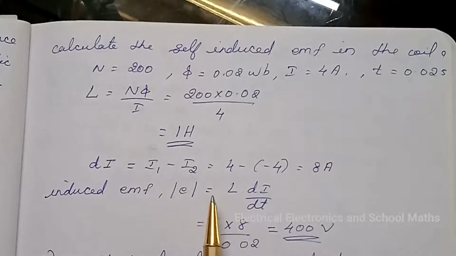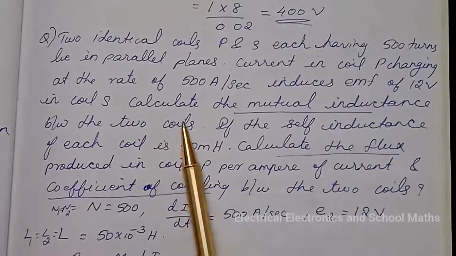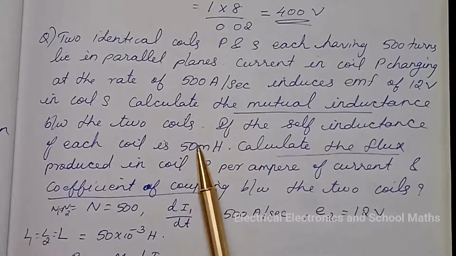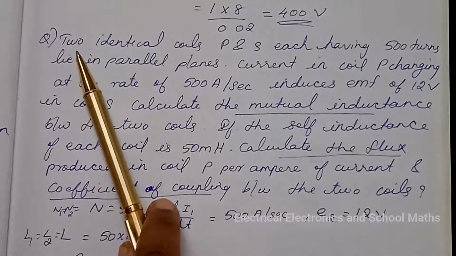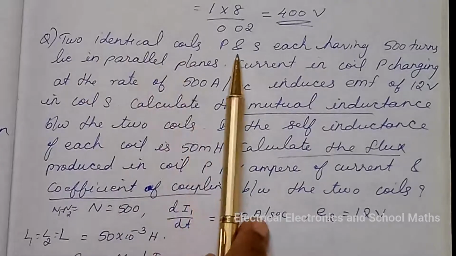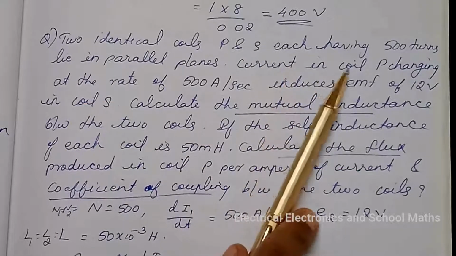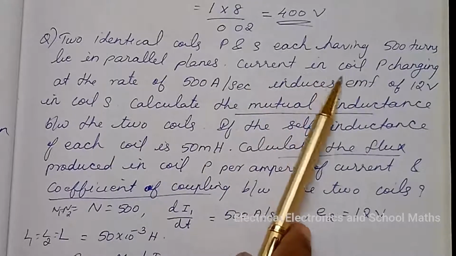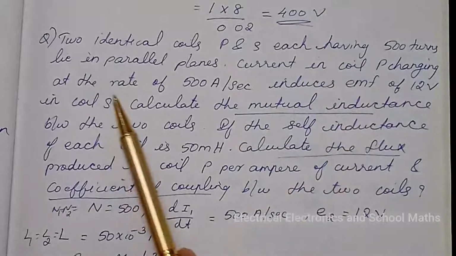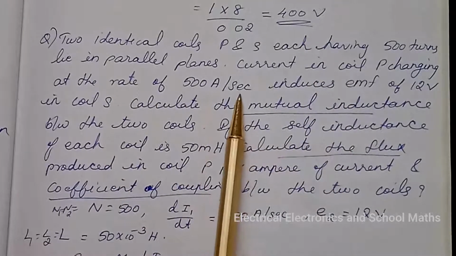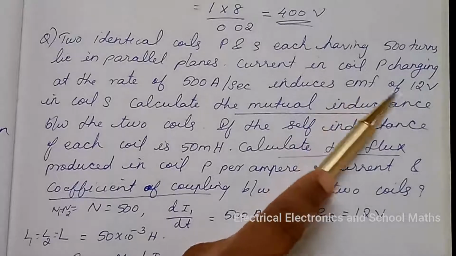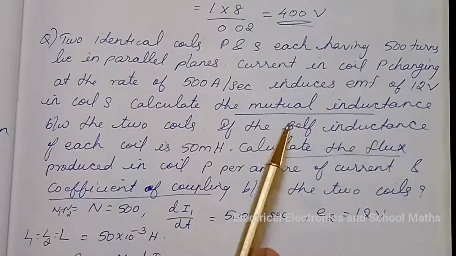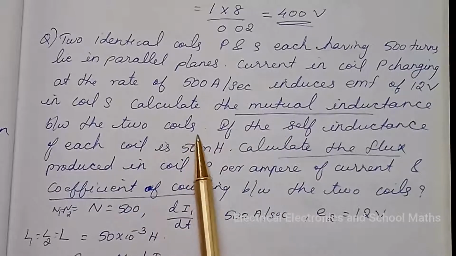Let us do another problem. This is a very important problem. Two identical coils P and S, each having 500 turns, lie in parallel planes. Current in coil P, changing at the rate of 500 ampere per second, induces EMF of 12 volt in coil S. Calculate the mutual inductance between the two coils.